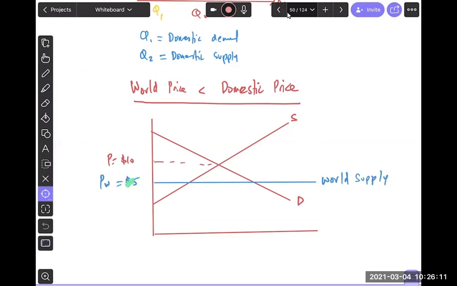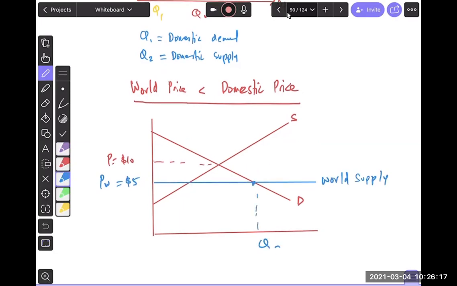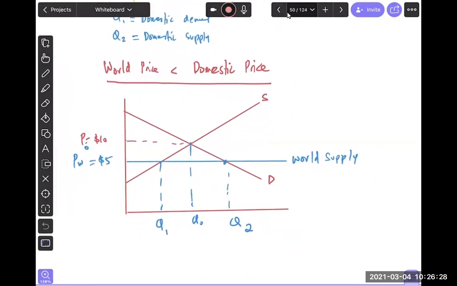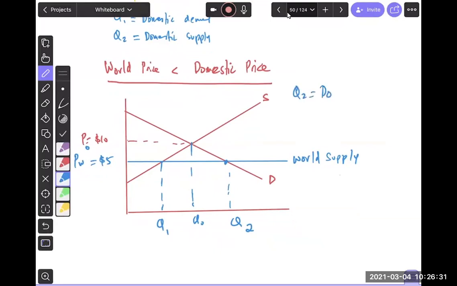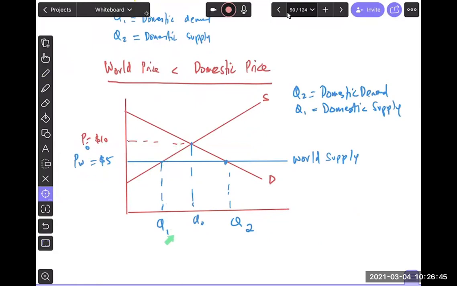If the world supply is at $5, then this is the domestic demand. It previously was Q0, P0. So Q2 is my domestic demand. Q1 is my domestic supply. Why? Because these many producers are unable to match the world price. Only 0 to Q1 is the domestic supply.